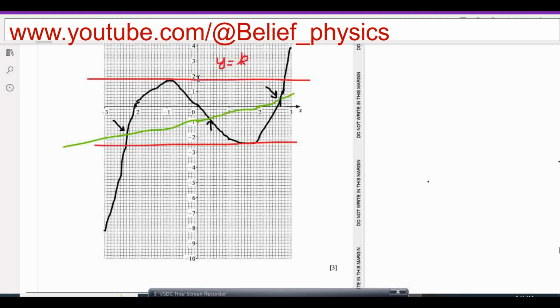So we note the values of the points where it meets the y-axis. These points are the values of k, and it comes to 1.8 or something like that, and this is minus 2.4 or 5. So these are the values of k. Got it?